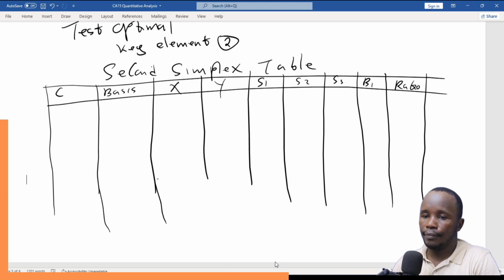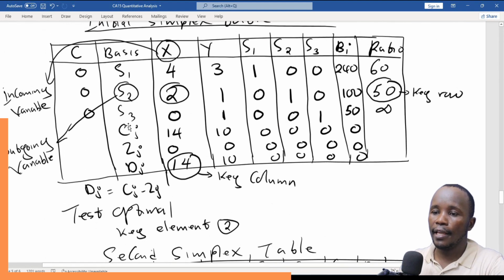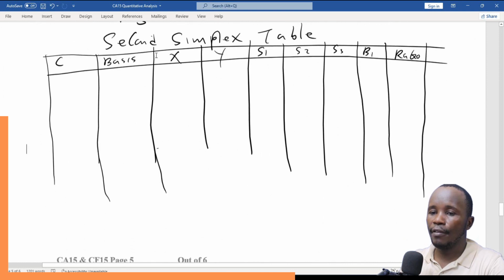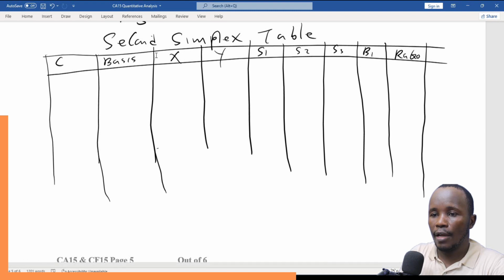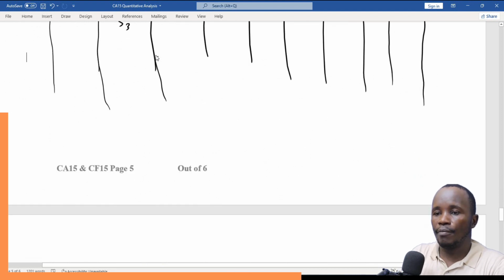Now, what do we do here? The basis remain, but one has already gone. The S2 is being replaced. S2 is outgoing, is being replaced by X. So I will have S1. I will have X, S3. Then once you are done with S3, what follows next is CJ, ZJ, and DJ. I have my CJ. No, not DJ. ZJ first. I have my ZJ, and finally DJ.